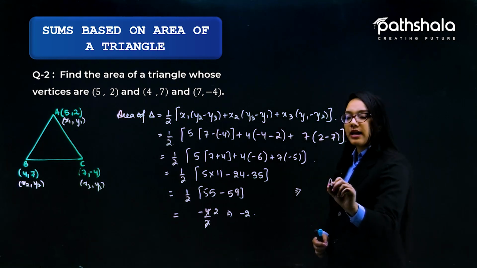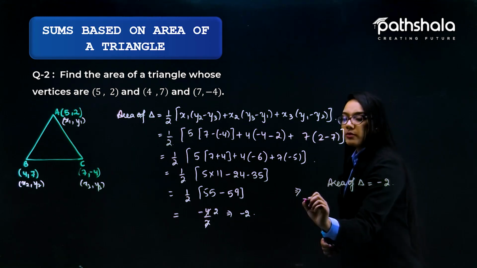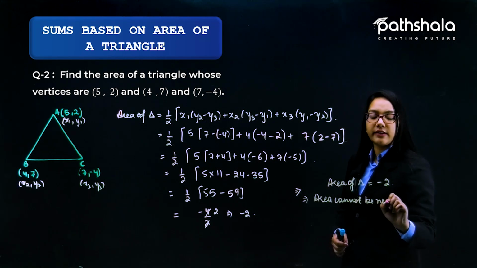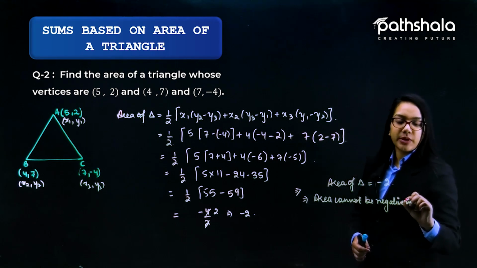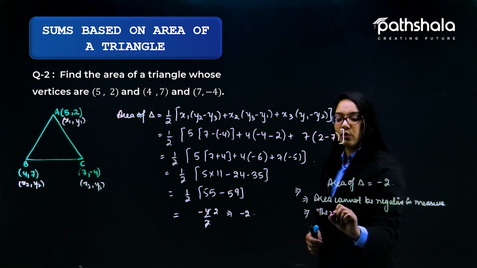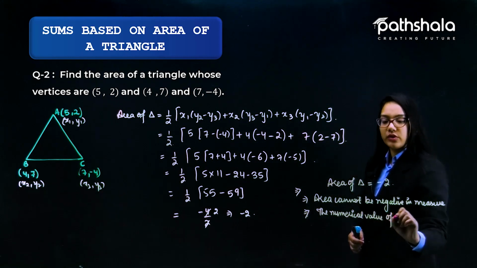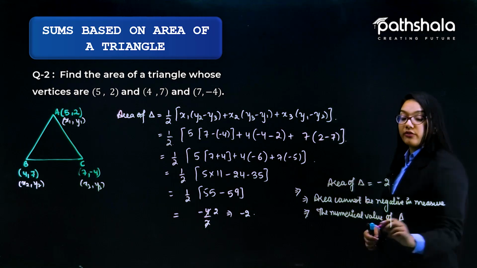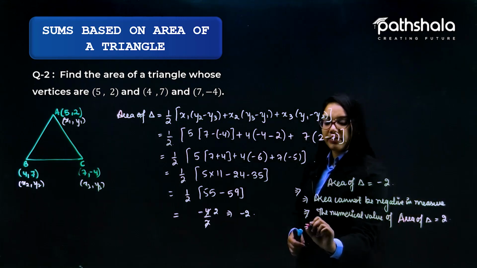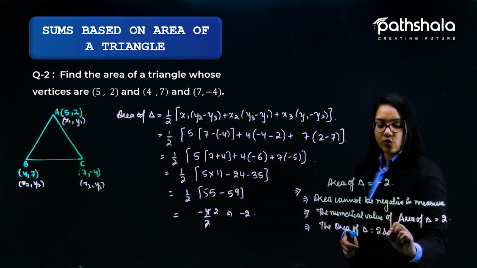So the area of the triangle is coming out to be minus 2, which implies area cannot be negative in measure. It cannot be negative in measure, which implies we'll take the numerical value only. The numerical value of the area of the triangle is equal to 2. So the area of the triangle is 2 square units.